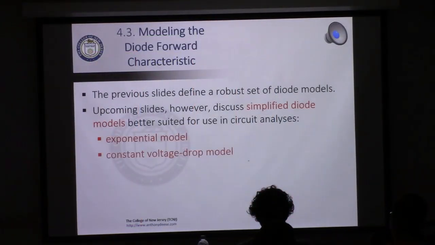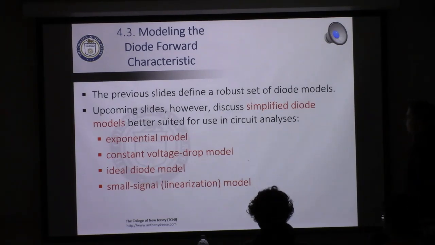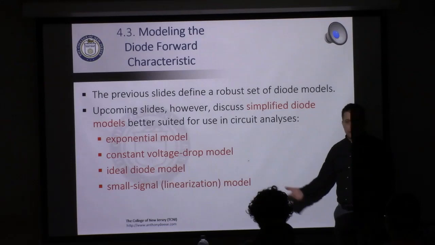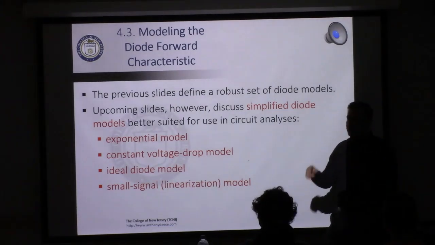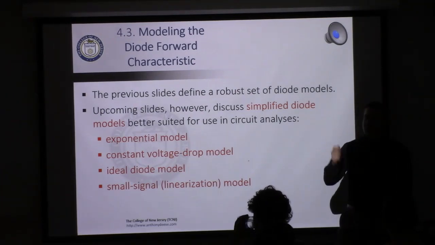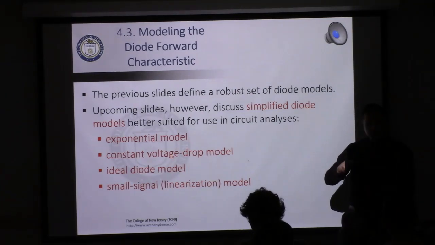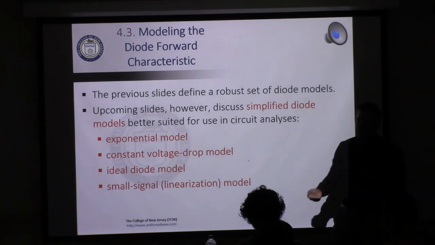Okay. So the previous slide defines, well, I wouldn't say it's a robust set of diode models, but it shows the different regions of operation for the exponential diode model. So far we've talked about two. We talked about the ideal diode model, which is open, closed, open, short, right? That's the ideal diode model. And then the exponential diode model, which is the one with the whole curve.